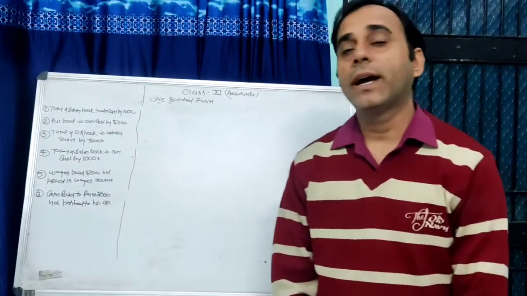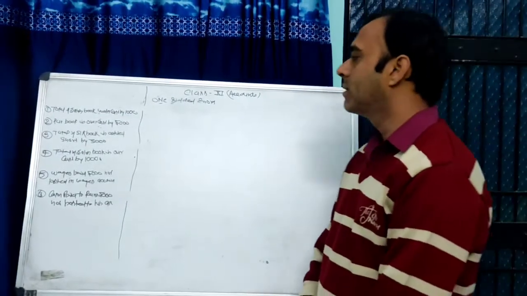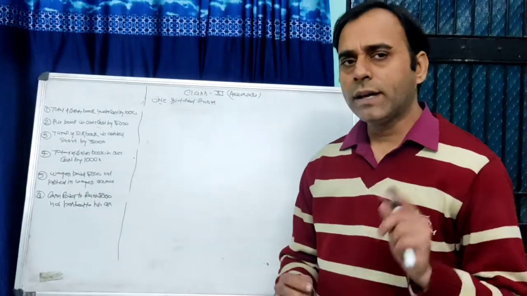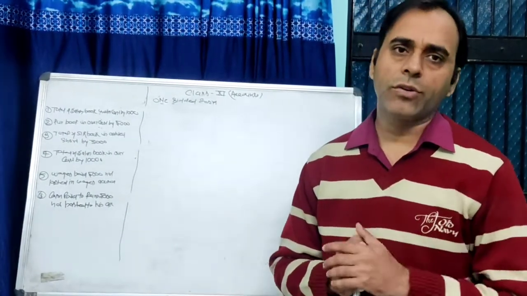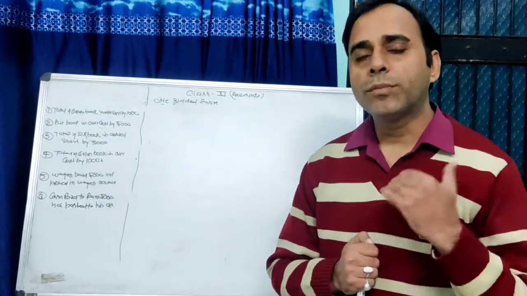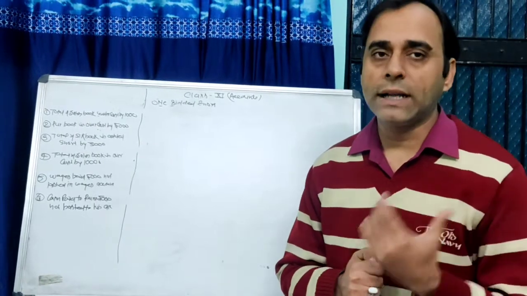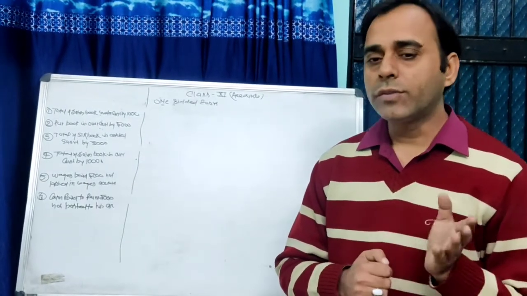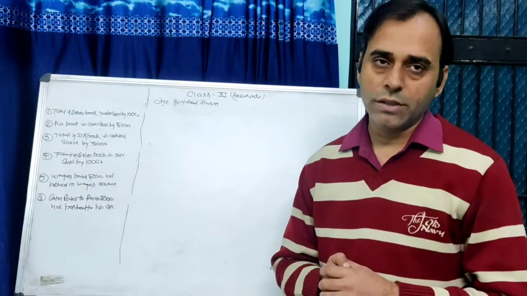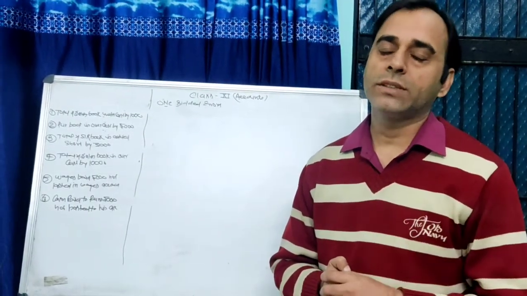Very good morning, students. As we are discussing rectification of errors, now we are going to discuss one-sided error. What is one-sided error? If the error takes place on one side of the account, only in one account, that is called one-sided error. What kind of one-sided error? Like wrong posting, wrong balancing, wrong totaling. How do we solve a one-sided error? In the question given, we solve it with the suspense account. So we use the suspense account for solving one-sided errors.